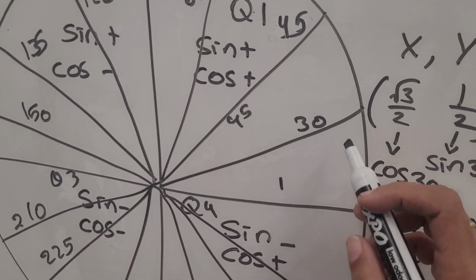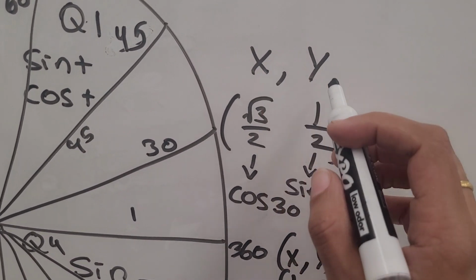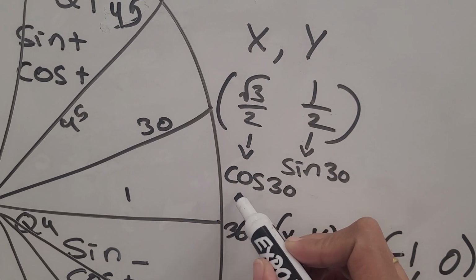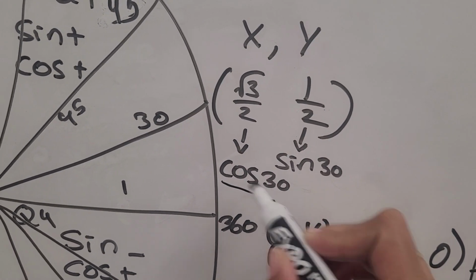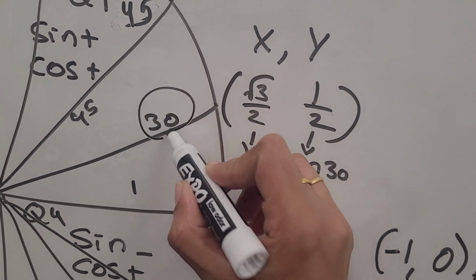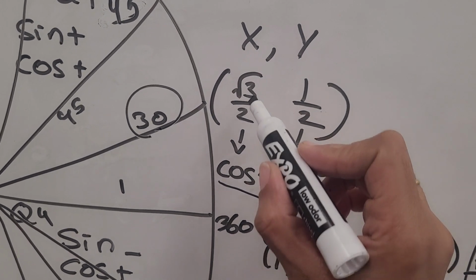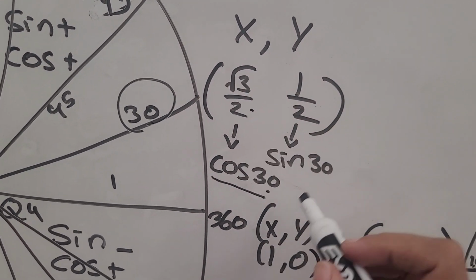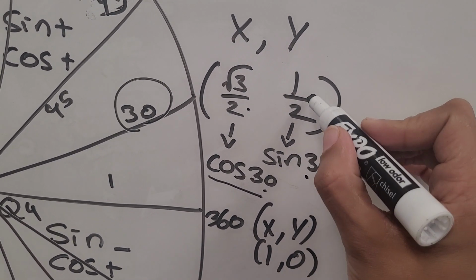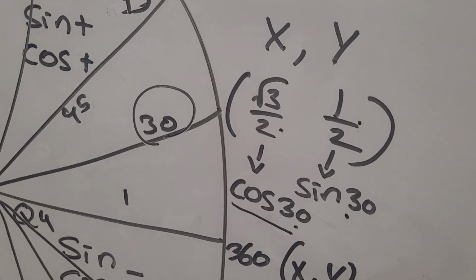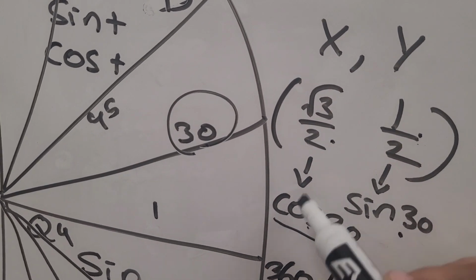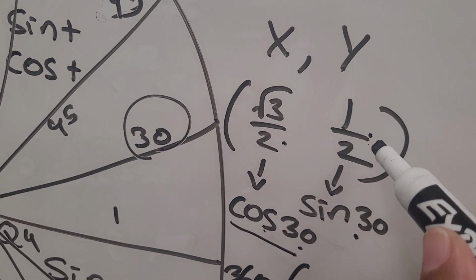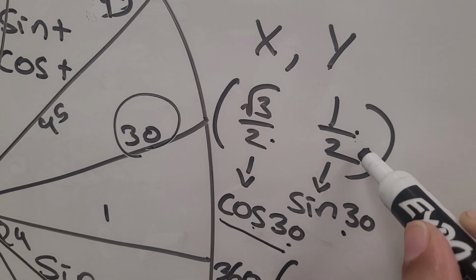For 30, this coordinate system is x comma y. The first coordinate value will be cos theta. So whatever this theta is, we apply the cos function for that and write the first coordinate. When we apply the sine function for that, we get the second coordinate. So for x it is cos 30, which is root 3 by 2, and for y it is sine 30, which is 1 by 2.